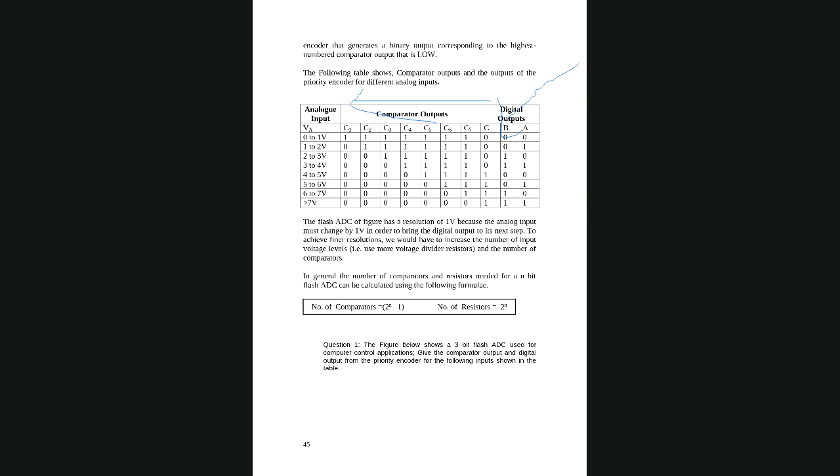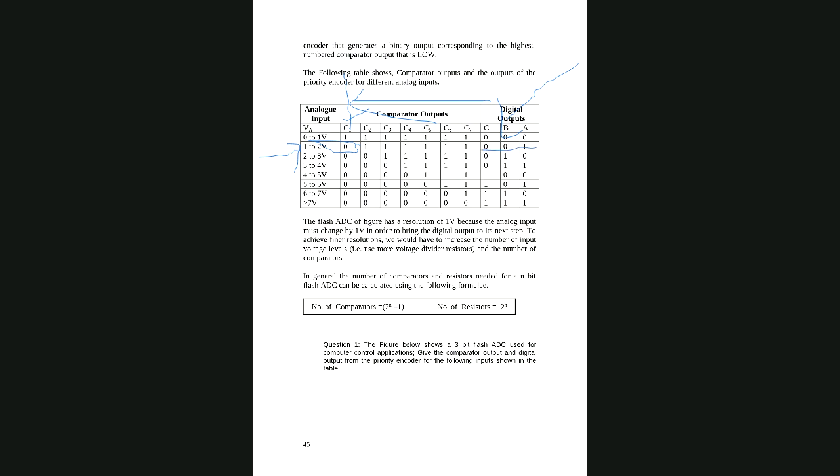I am discussing the second case first, okay? 1 to 2 volt. The input is 1 to 2 volt. So I see this one is the first zero, right? When that zero is for which comparator output? C1. And what is 1? This is 0, 0, 1.